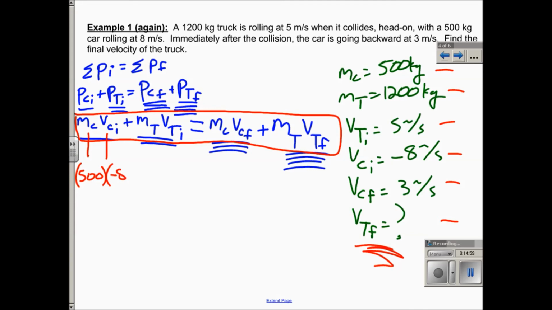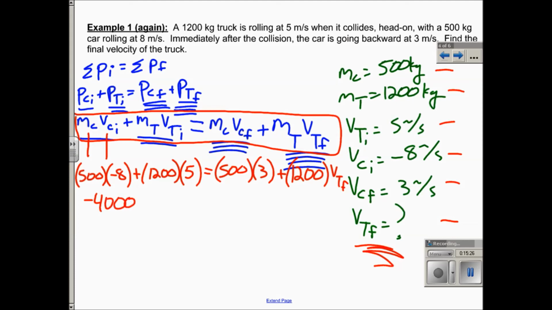Velocity of the car initially is -8. Mass of the truck is 1,200. Velocity of the truck is 5 equals mass of the car, 500, velocity of the car final is 3, plus mass of the truck, 1,200, times velocity of the truck final, and solve it. It's just algebra. So you're going to get negative 4,000 plus 6,000 equals 1,500 plus 1,200 VF.